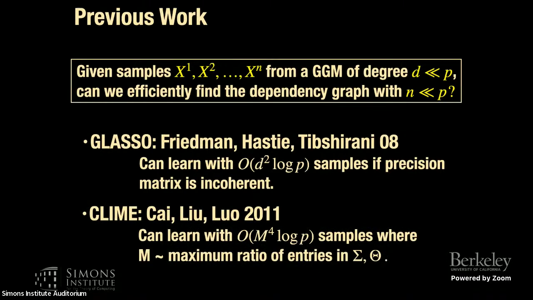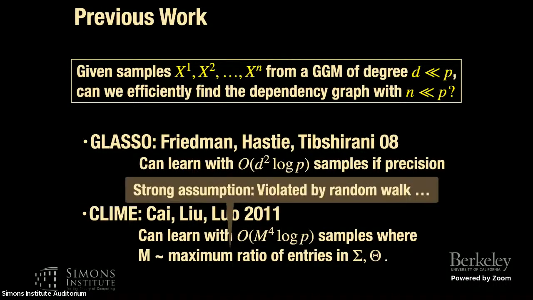And similarly, there's this work based on linear programming, which can also learn the dependency graph with logarithmic dependence on the dimension p. And there's some m to the 4 where m is some kind of condition number, which is the maximum ratio of the entries in sigma and theta. So in both of these cases, the incoherence or this ratio of entries in sigma and theta is some notion of condition number of the distribution. And once again, this is violated by the random walk example that we just saw.